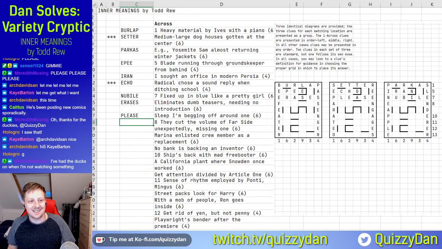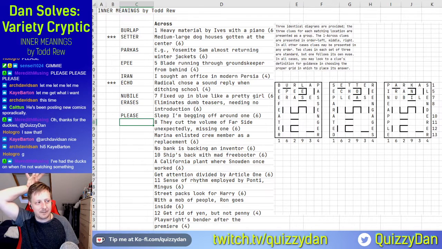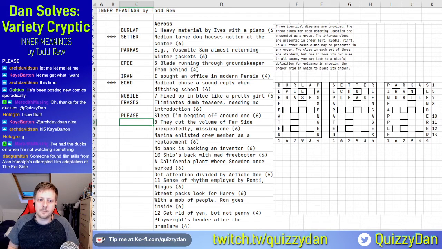Oh, nice! I like the little tufts on their head. There was an attempted film adaptation of The Far Side. I could see the word attempted there. For good reason.